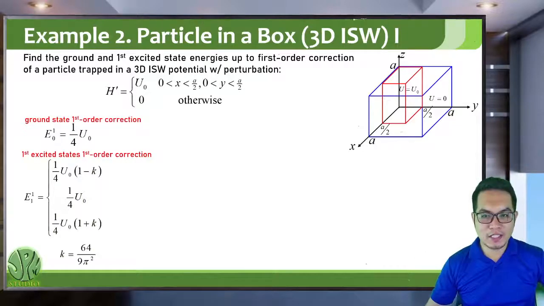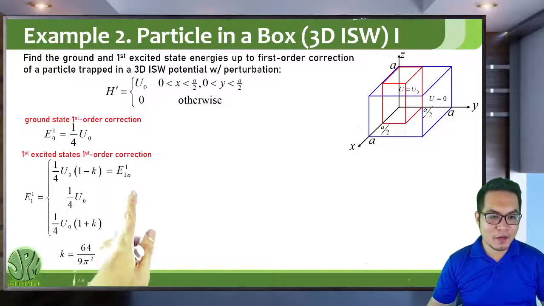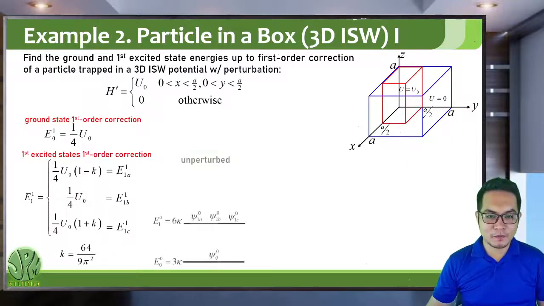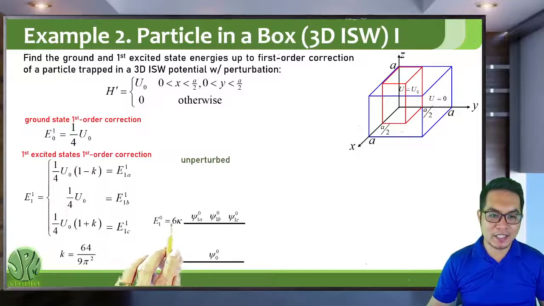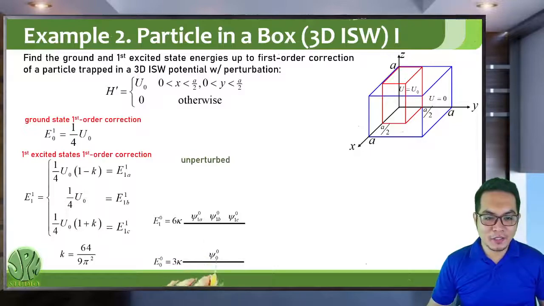So what does this mean? We can let this be our E1A, this is our E1B and E1C, the energy corresponding to the new states. So this is the unperturbed ground state, and this is the unperturbed first excited state, or first excited energy level, 3 kappa and 6 kappa. Take note, this is K, it's not kappa. Okay, so the ground state is non-degenerate, the first excited state is degenerate.